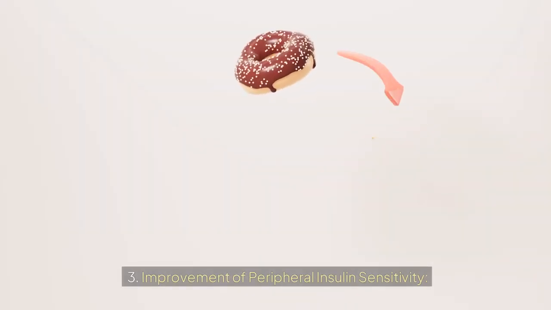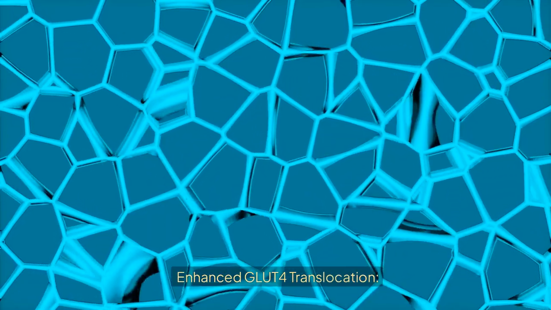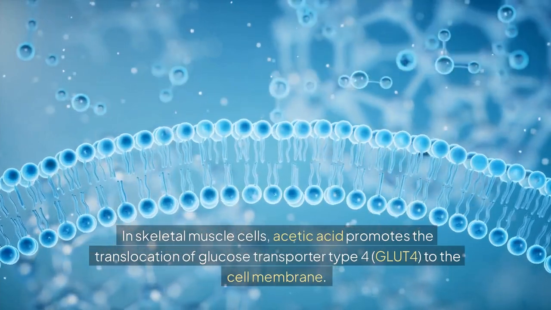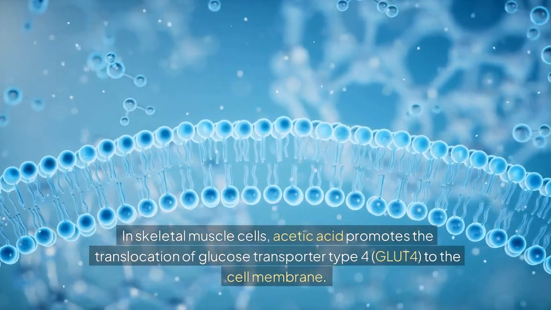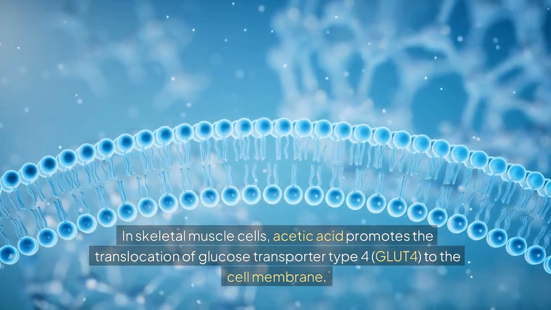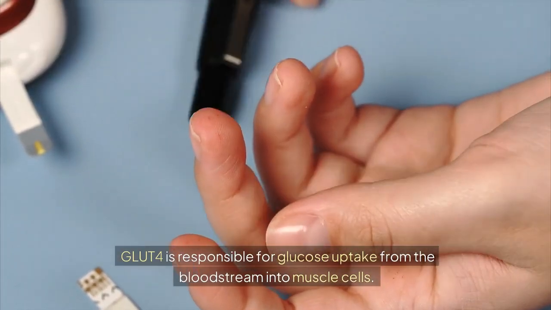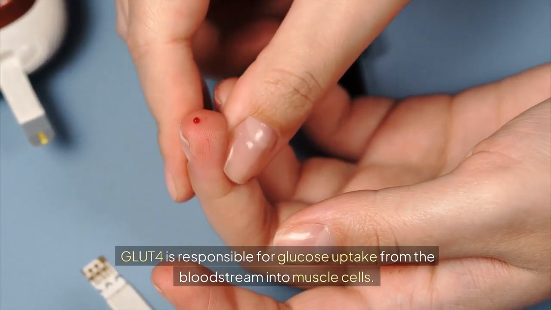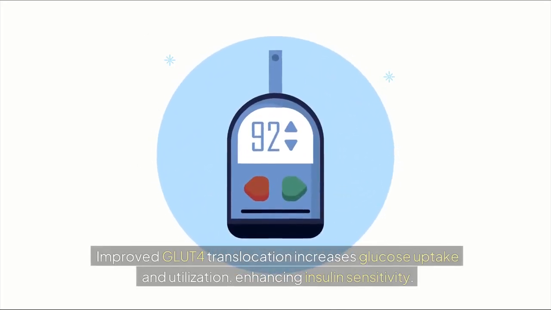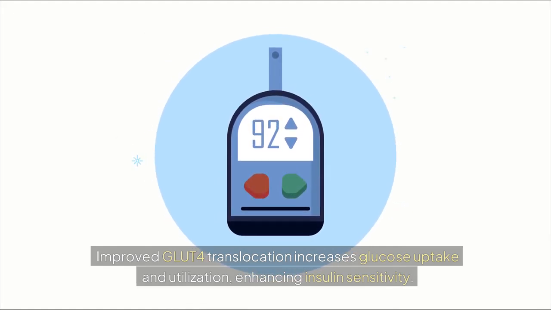3. Improvement of peripheral insulin sensitivity. Enhanced GLUT4 translocation. In skeletal muscle cells, acetic acid promotes the translocation of glucose transporter type 4, GLUT4, to the cell membrane. GLUT4 is responsible for glucose uptake from the bloodstream into muscle cells. Improved GLUT4 translocation increases glucose uptake and utilization, enhancing insulin sensitivity.